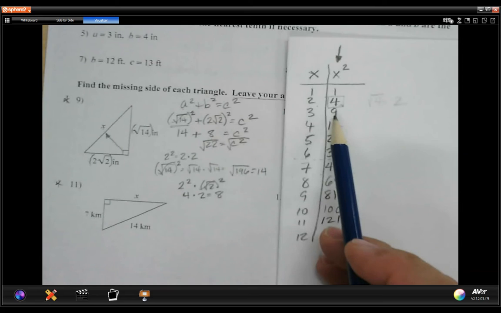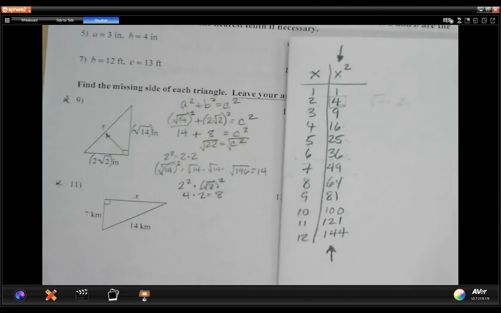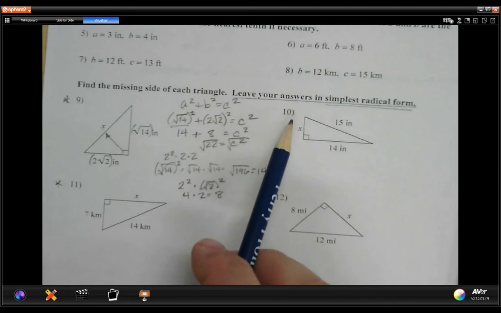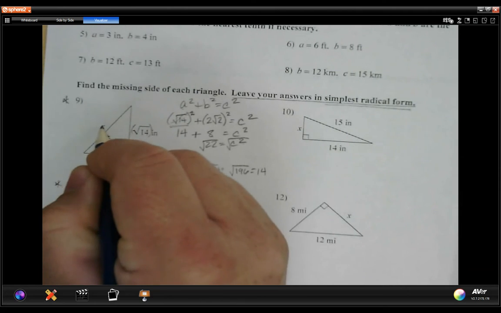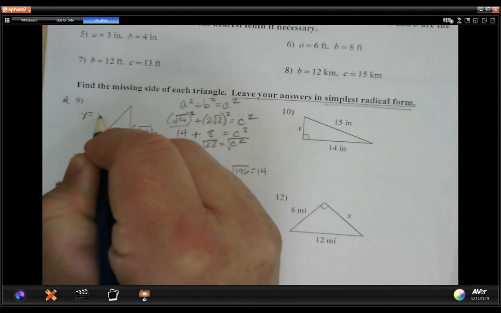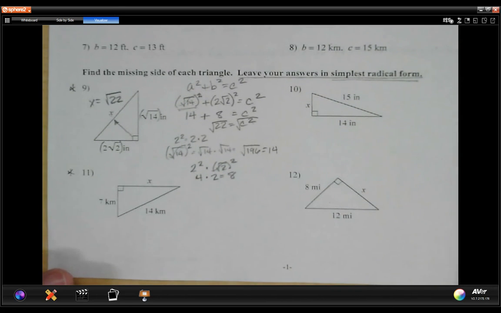No, it won't. Will 9 go into 22 evenly? Well, no, it won't either. Will 4 go into 22 evenly? No, it won't. So guess what? This answer is already in simplest radical form. So my answer for this problem is right here, x equals the square root of 22. And I just leave my answer like that. Now that seems pretty easy, right? Not very difficult at all.